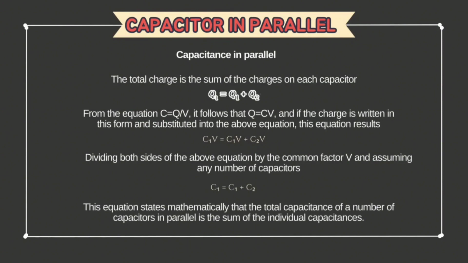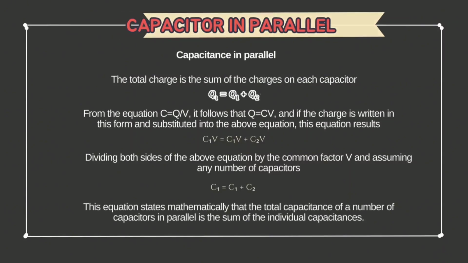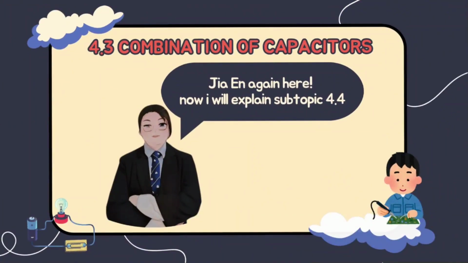From the equation, C equals Q divided by V, so it follows that Q equals CV. If the charge is written in this form and substituted into the above equation, the result is C total multiplied by V equals C1 multiplied by V plus C2 multiplied by V plus C3 multiplied by V. After that, we divide by V in the equation to get C total.